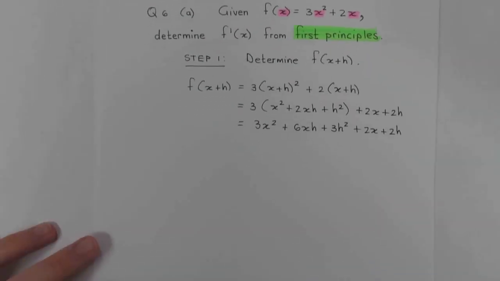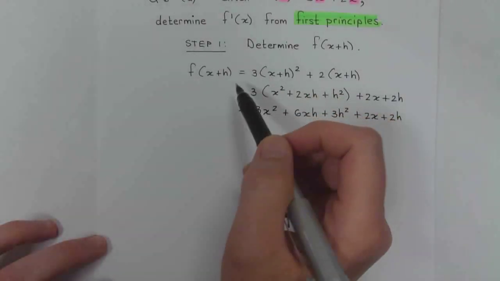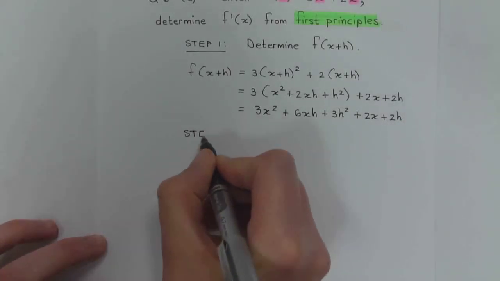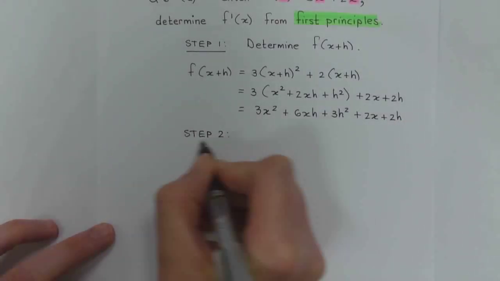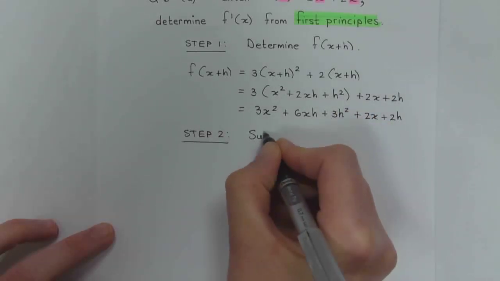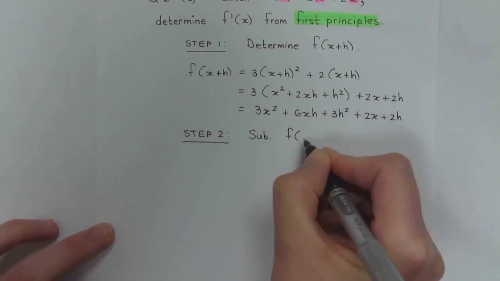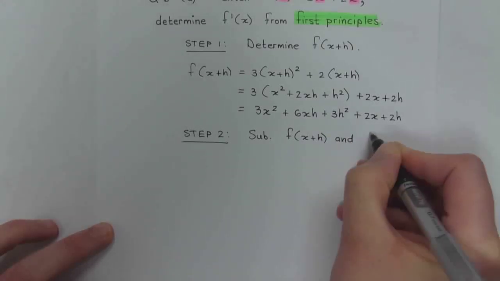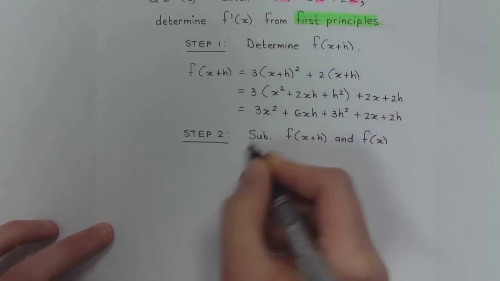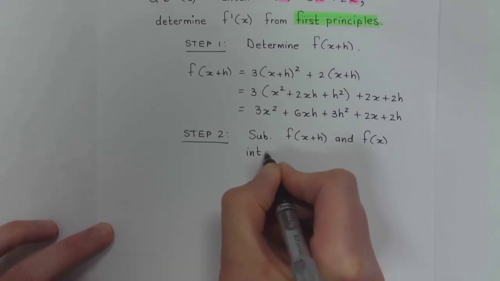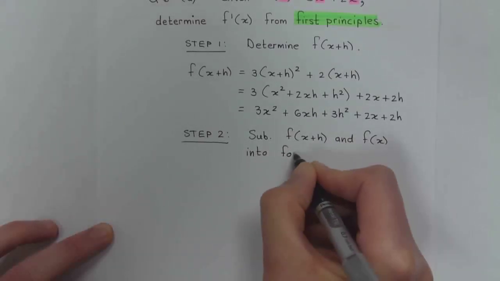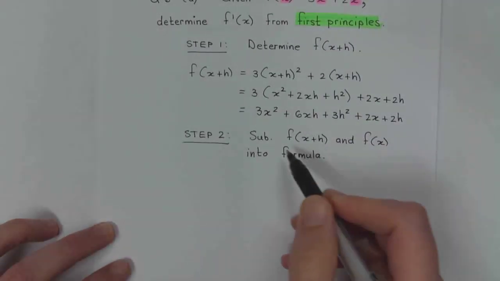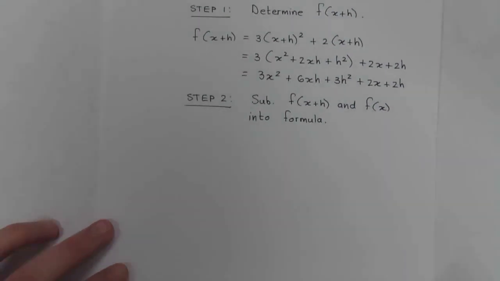So now that I've determined f of x plus h, I'm going to come to step 2. And step 2 is I'm going to substitute f of x and f of x plus h into the formula. So step 2 is substitute f of x plus h and f of x into the formula. And like I specified before, this formula is on your formula sheet. You don't have to know this off by heart. But obviously, you still need to recognize it. So you need to recognize the formula for first principles differentiation.